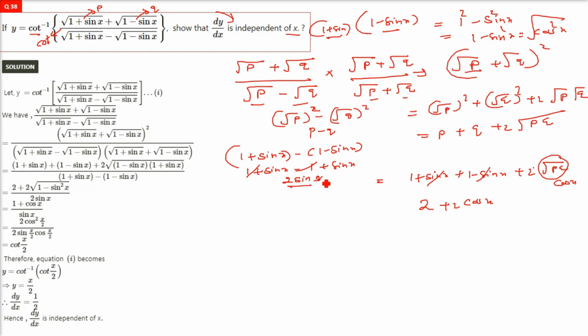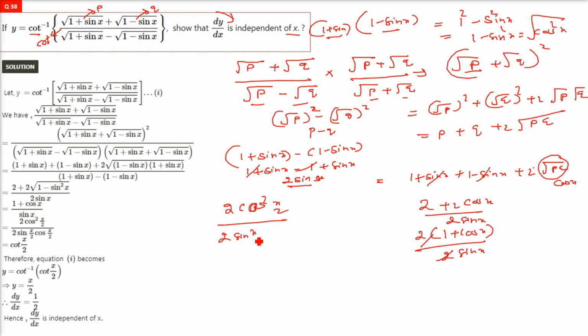Twice of sin x. So let us write it here: twice of sin x. Now 2 you can take out. 1 plus cos x in the numerator, and in the denominator you have 2 sin x. 2 gets cancelled. 1 plus cos x is 2 cos square of theta by 2, whatever theta is there. So it will be 2 cos square x by 2. And sin 2 theta is 2 sin theta cos theta, so here it is 2 sin x by 2 cos x by 2. Cos cancels, 2 cancels. It will be cos x by 2 by sin x by 2, which is equal to cot x by 2.